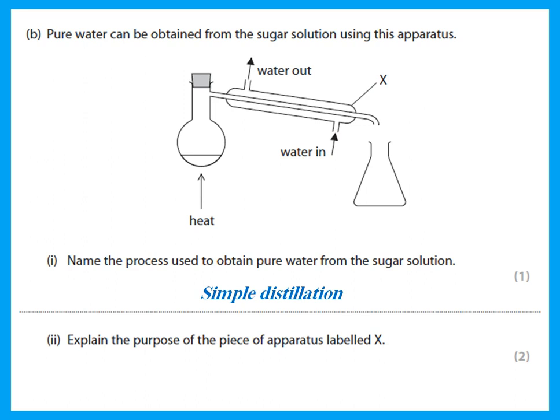So I want the pure water. This is simple distillation. Now explain the purpose of apparatus X. Again, I'm going to remind you, X is the condenser. What is the function of the condenser? To cool and condense the vapor.